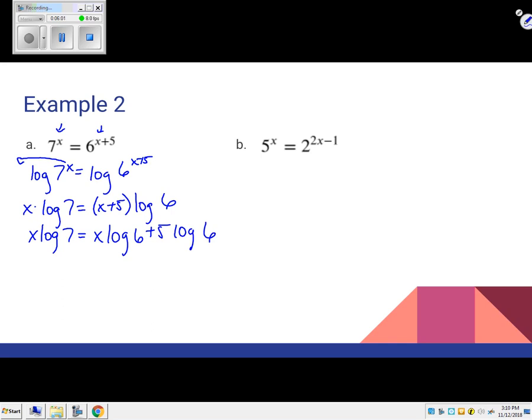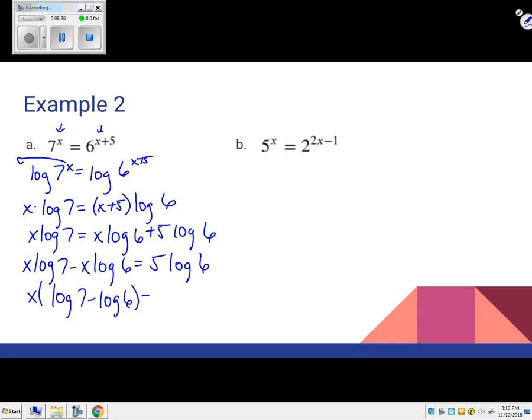Same basic algebra rules that I've always used. Get everything that has an x on one side of the equation. Everything that does not have an x will stay over here. And the whole idea of doing that is that you have a greatest common factor of x that you can pull out. So you've knocked this thing down to just a single x. Divide both sides by these parentheses.